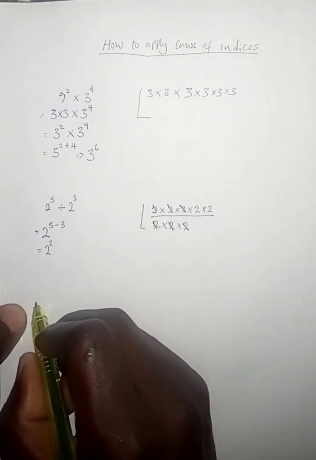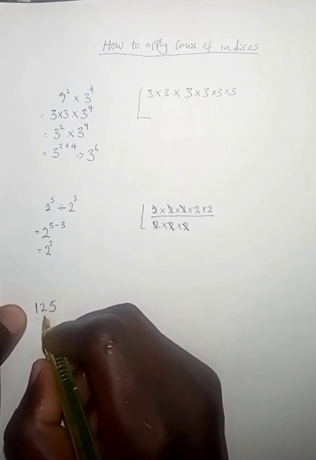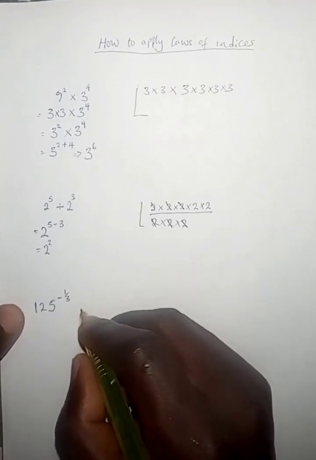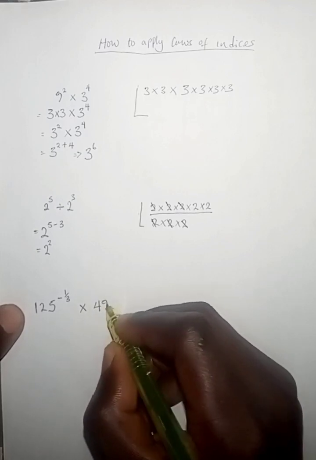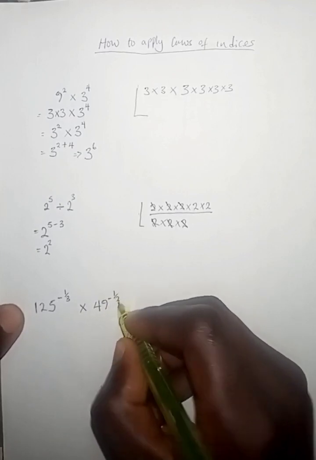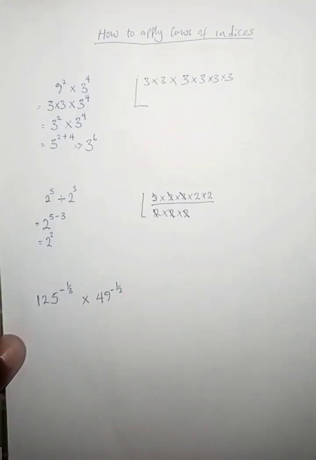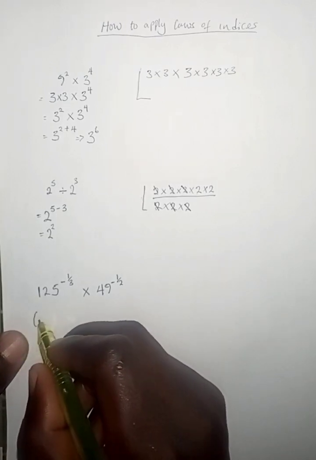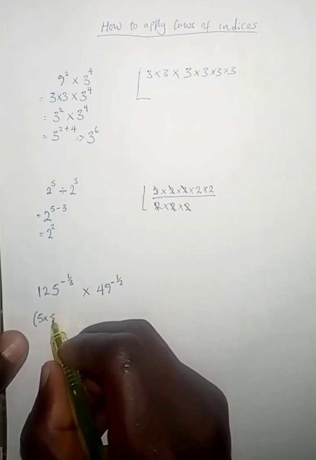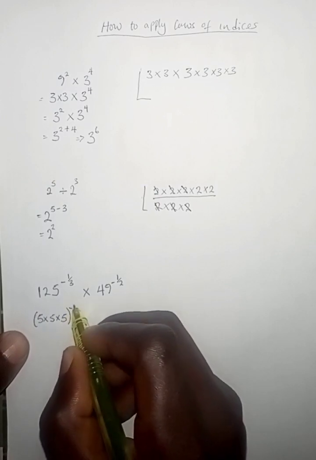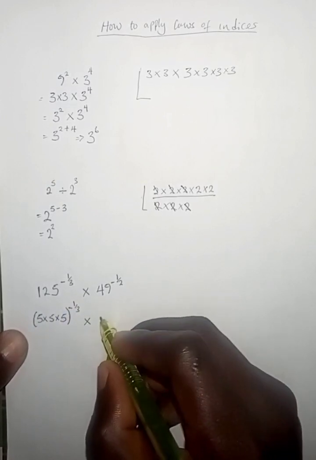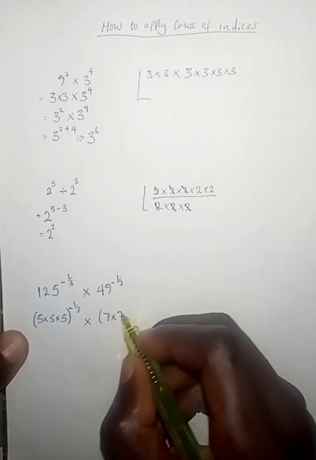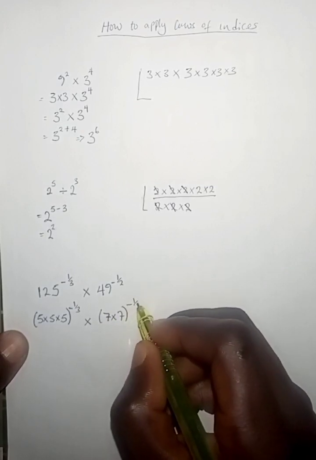Also having 125 to the power of negative 1 over 3 times 49 to the power of minus half. 125 is the same thing as 5 times 5 times 5, all to the power of minus 1 over 3, times 49, which is the same thing as 7 times 7, all to the power of minus 1 over 2.